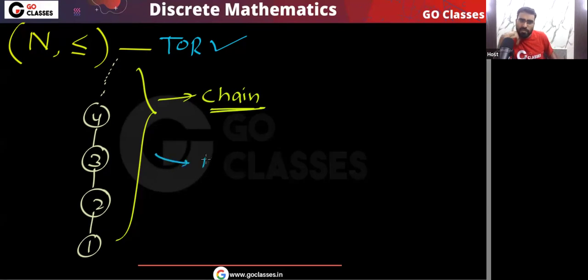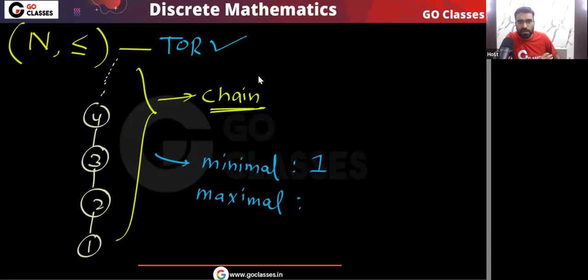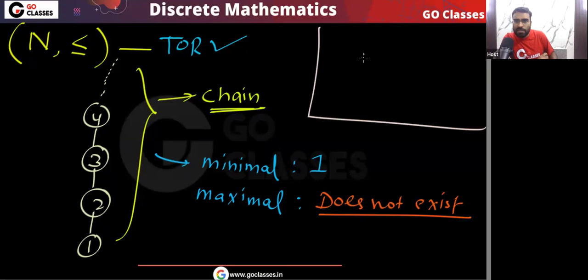Tell me here, what is the minimal element? Minimal means no one else is related below me. So you can see 1 is minimal. Tell me, which element is maximal? There is no maximal element; it does not exist. Can I say infinity is the maximal element? No, infinity is not even a number. Infinity does not belong to the natural numbers. Infinity is not even a number.